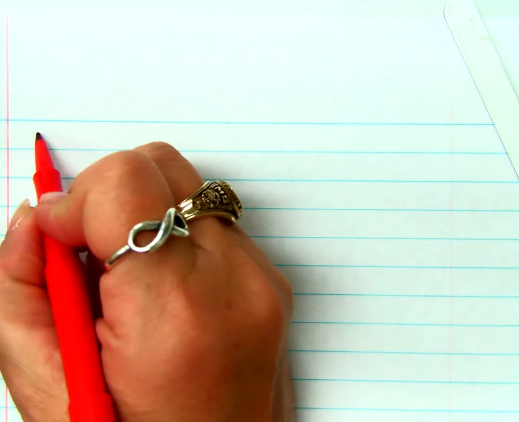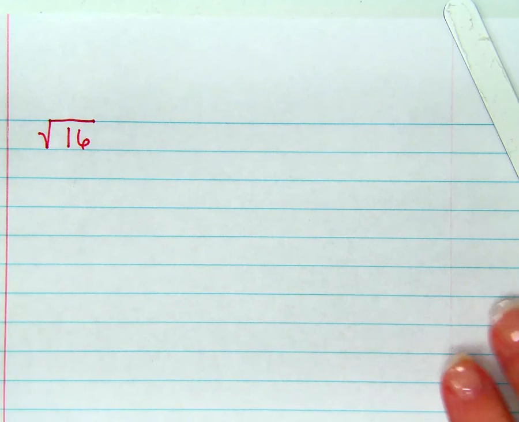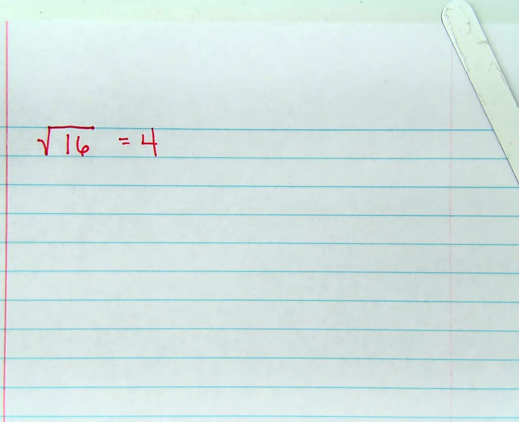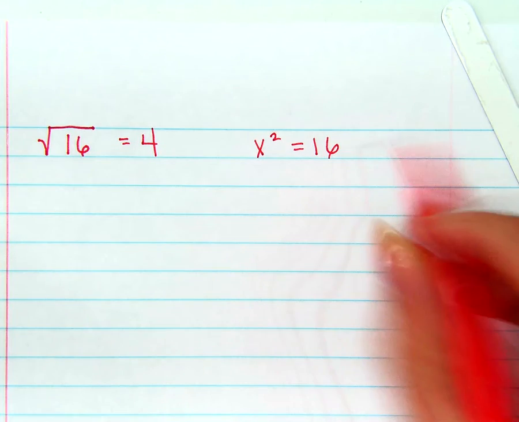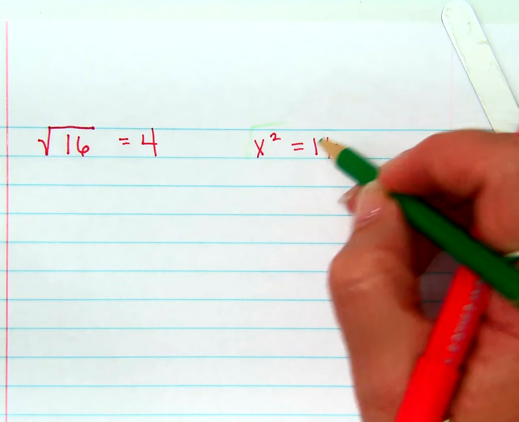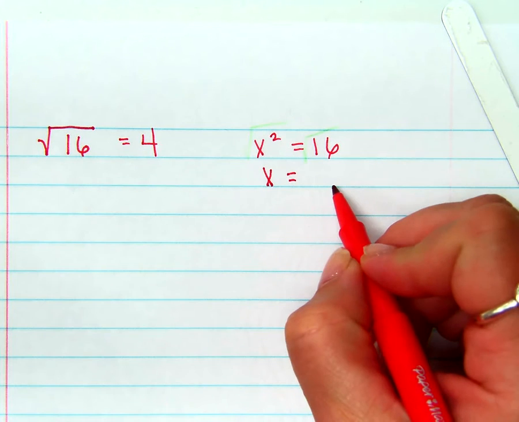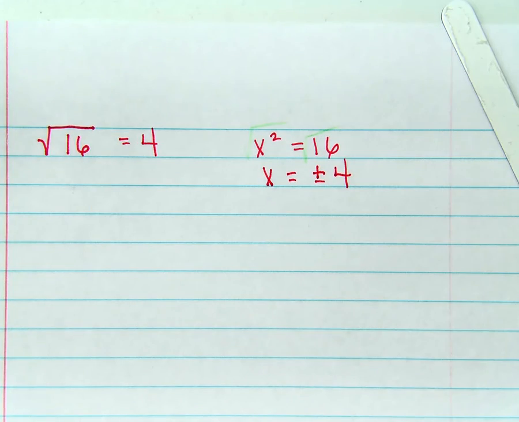Remember how I said to you, the square root of 16. What's the answer to the square root of 16? 4, right? And we're clear that it's just 4, right? But I said, what if we have x squared equals 16? How do we solve that equation? Taking the square root of both sides. When we take the square root of both sides, we get x equals plus or minus 4.